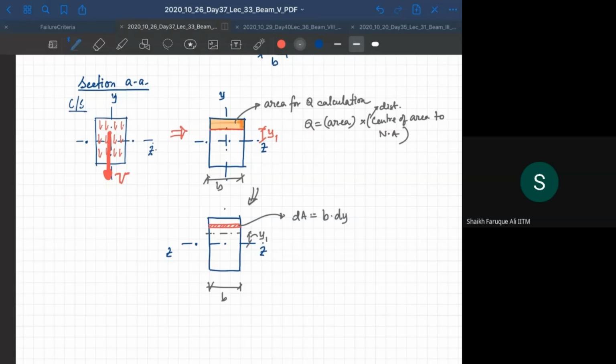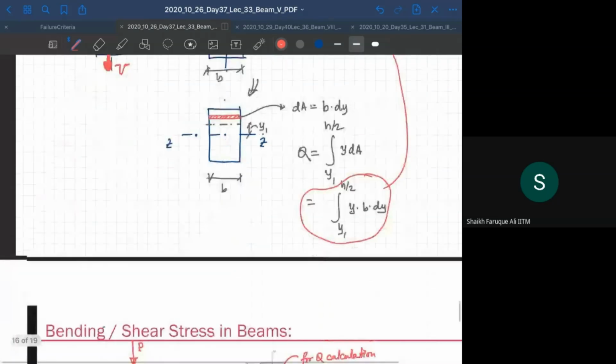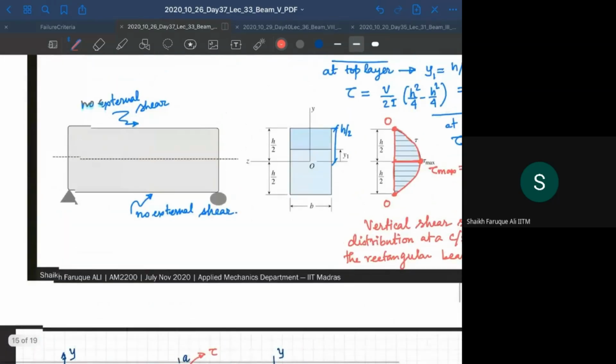So it's going to be Q is equal to the integral of y dA from where to where? y1 to the top, right? Top is h by 2. So that's going to be the integral from y1 to h by 2 of y into b into dy. Okay, and that will come out to be the same. So this integral will end up in this. Okay, I hope that's now quite understandable.